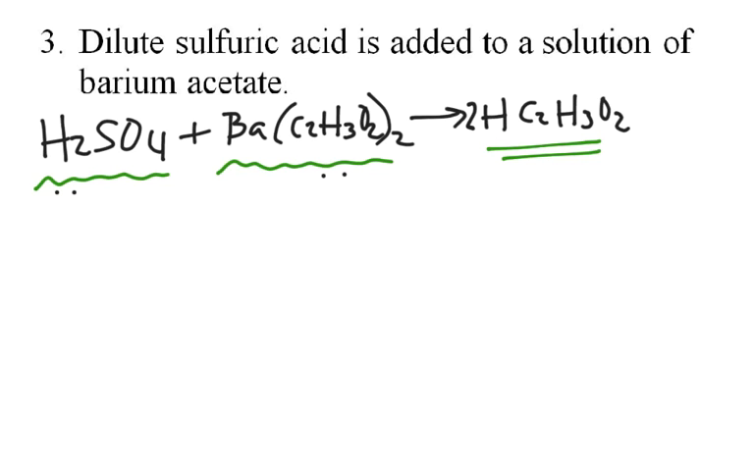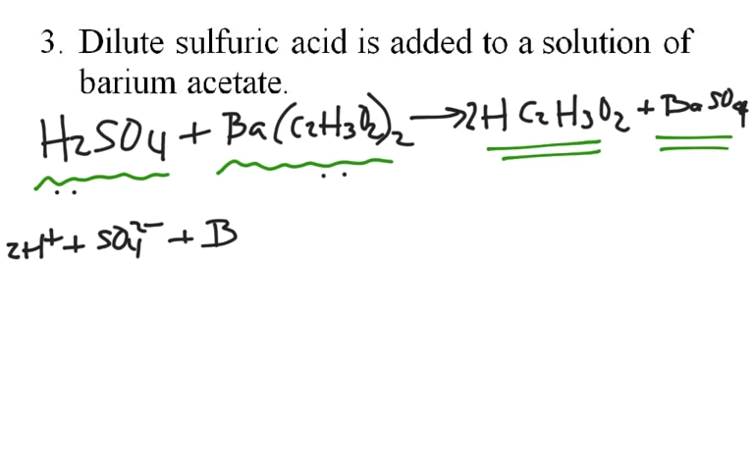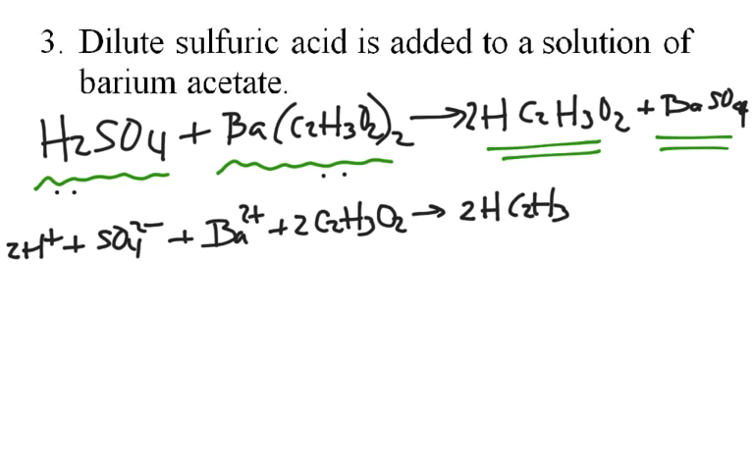Now the barium and the sulfate go together. We know that sulfates are soluble except for calcium, barium, and strontium. So that one is going to stay together. So our next step here, we're going to have 2 H pluses. We're going to have a sulfate ion, SO4 2 minus. We have a barium ion. We have 2 acetates. We're going to put together, we're going to get 2 acetic acids and a barium sulfate.